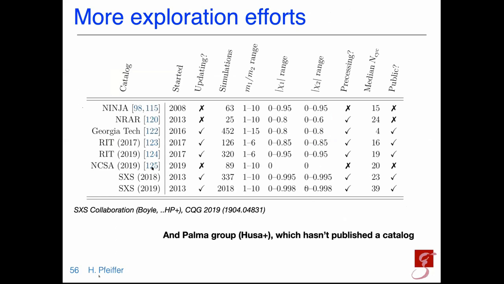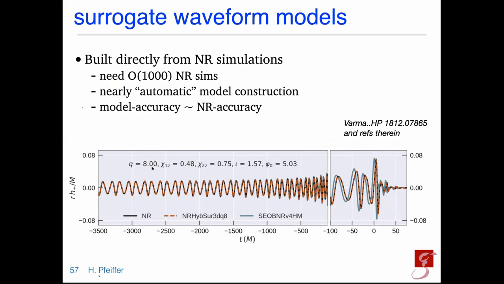Having that many simulations, one can actually also build numerical analytic waveform models directly from the numerics itself using the techniques of so-called surrogate waveform modeling. It's a fairly complicated process, quite ingenious. Headline features are that you need about 1,000 or so numerical relativity simulations, which we now have. Once you have them, you can nearly automatically construct a model that covers all the parameter space of your waveforms. And it's quite easy to get the model accuracy to be as good as the numerical relativity accuracy. If you want details about this, I very strongly recommend that you invite Vijay Varma to give you a talk about this, either in person or remotely.